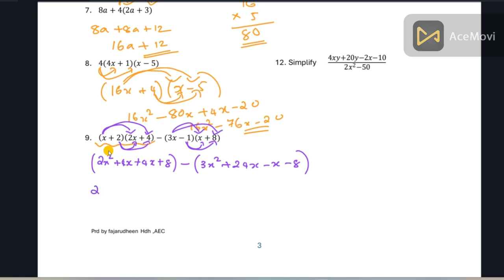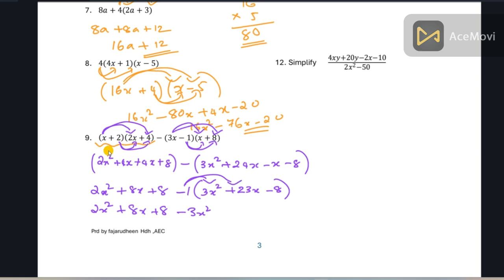Then in the first term there is no need to write the bracket, but if you write a bracket, it's okay. 2x square, 4x plus 4x is 8x, plus 8, that's over. Next to the minus, we reduce this: 3x square, 24x minus x is 23x, minus 8. Now we need to break the bracket here. It is negative, so we need to take care, because here it is actually 1, and we need to multiply that 1 into the inside of the bracket. So 2x square plus 8x plus 8, minus 1 into 3x square is minus 3x square. Minus 1 into 23x is minus 23x. That means we just change the sign.